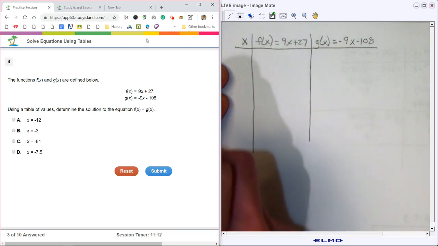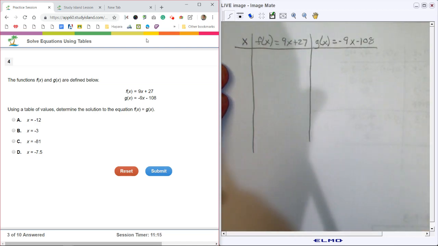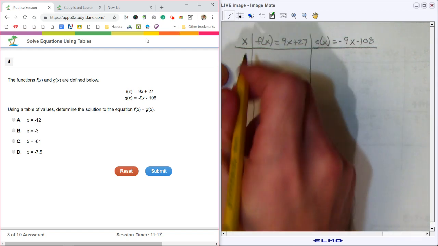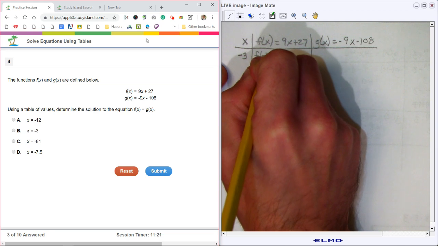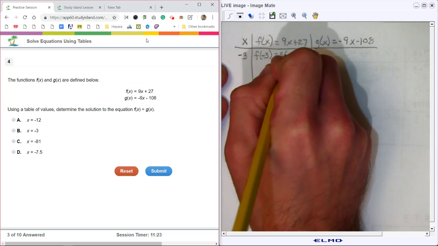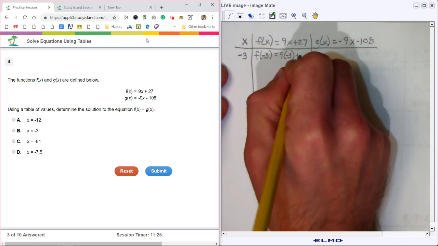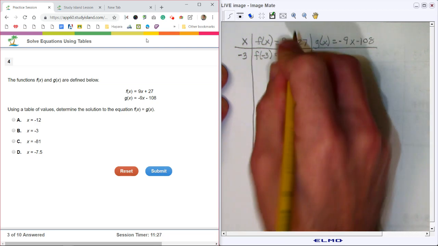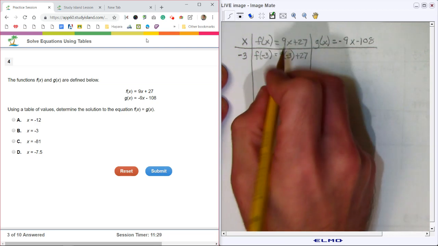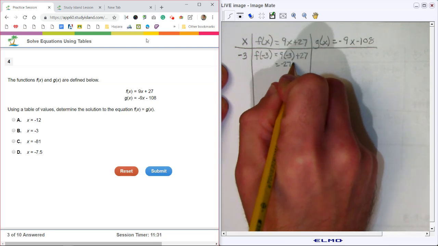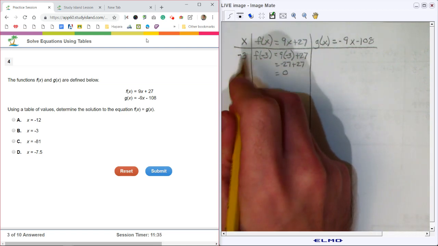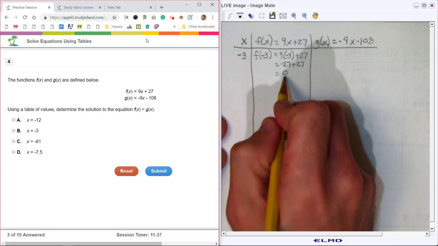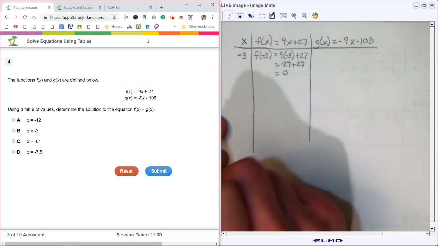Okay, first input value, let's try whichever one you want. If you want to try -3 first, let's just try -3. F of -3 then is equal to 9 times -3 plus 27. 9 times -3 is -27. And so this is equal to -27 plus 27, which is 0. So when x was -3, f of x is 0. So f of -3 is 0.